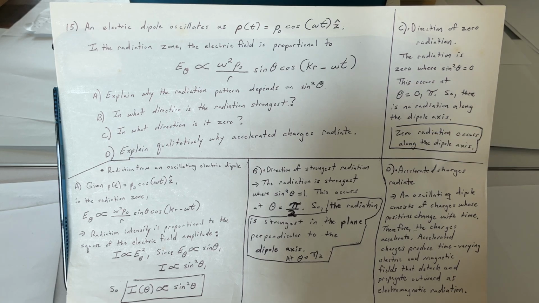And then we have letter D: explain qualitatively why accelerated charges radiate. An oscillating dipole consists of charges whose positions change with time. Therefore, the charges accelerate. Accelerated charges produce time-varying electric and magnetic fields that detach and propagate outward as electromagnetic radiation.